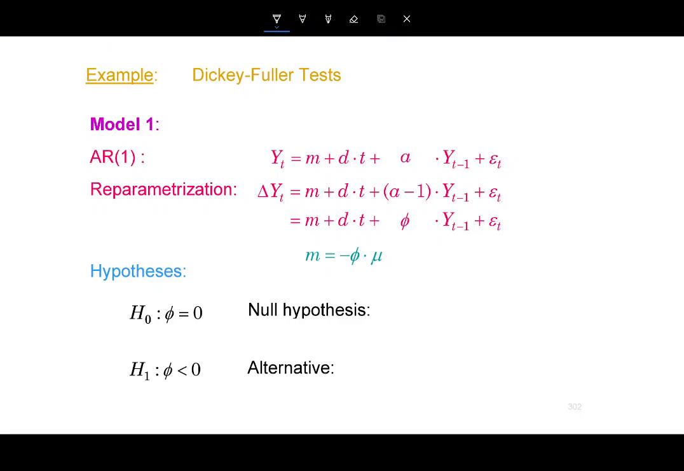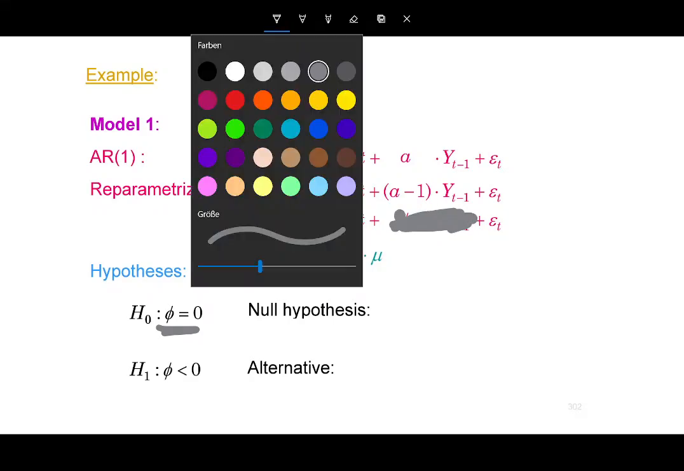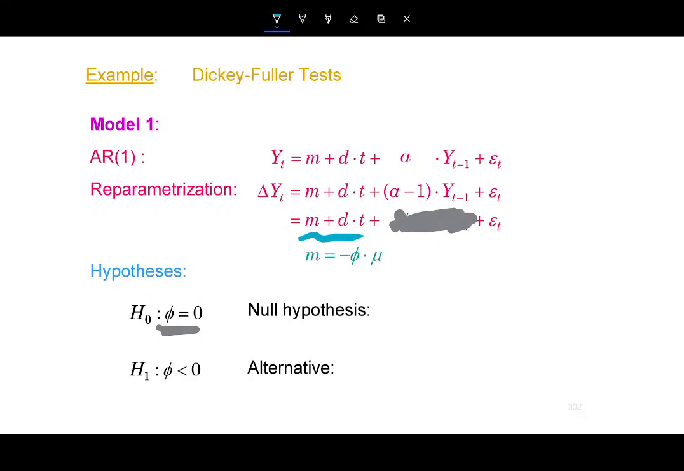Now if phi is 0, which is still the null hypothesis, so the null hypothesis doesn't change, that term disappears. Then you'll have a linear trend plus a noise. What does that tell you? That would basically tell you that the process is, as you will see, trend stationary. You understand what I'm saying? In this case, right? But that's just basically it.